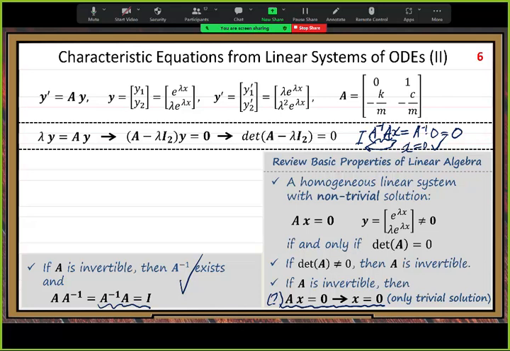But if the determinant equals 0, there is no inverse. A is not invertible. If the determinant equals 0, you don't have the invertible property. A is not invertible, you cannot take the inverse. There is no inverse.